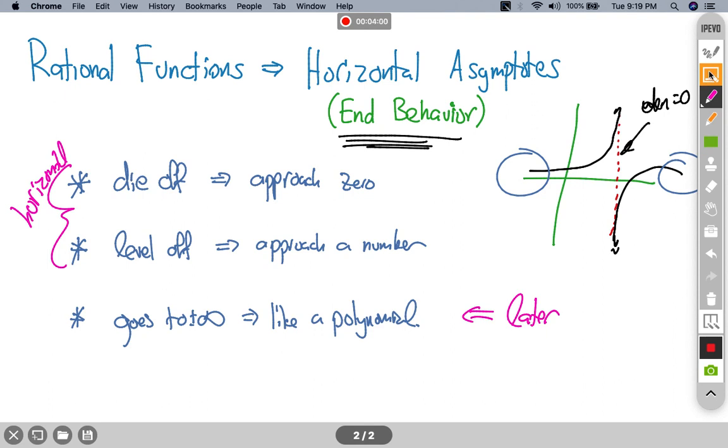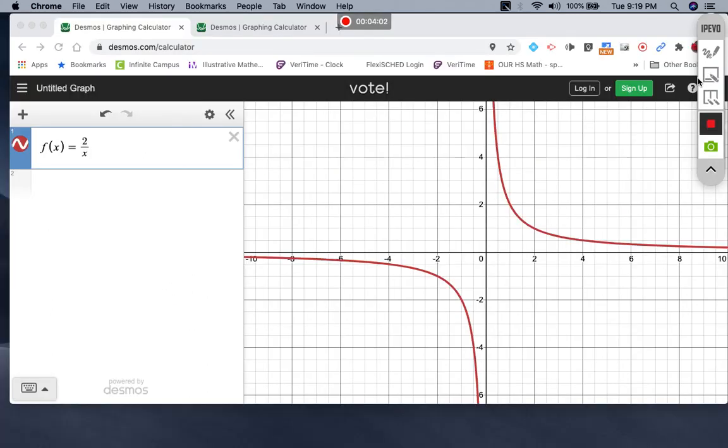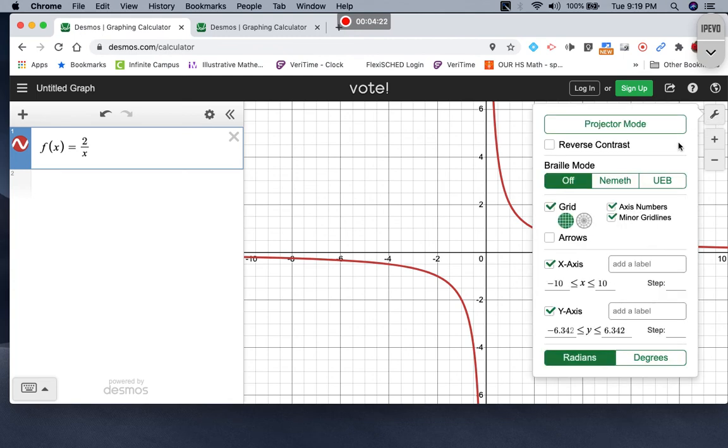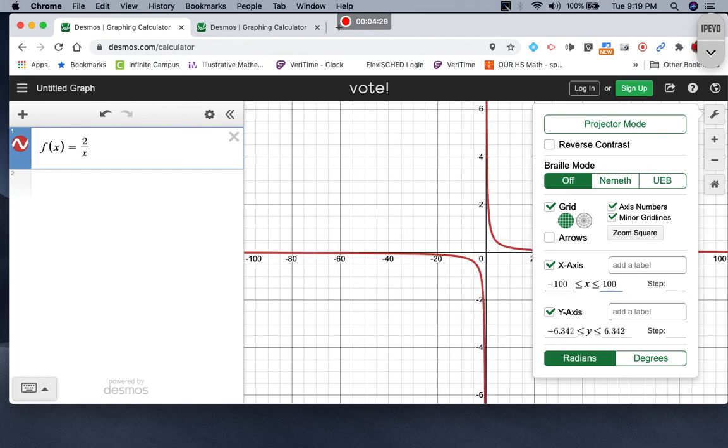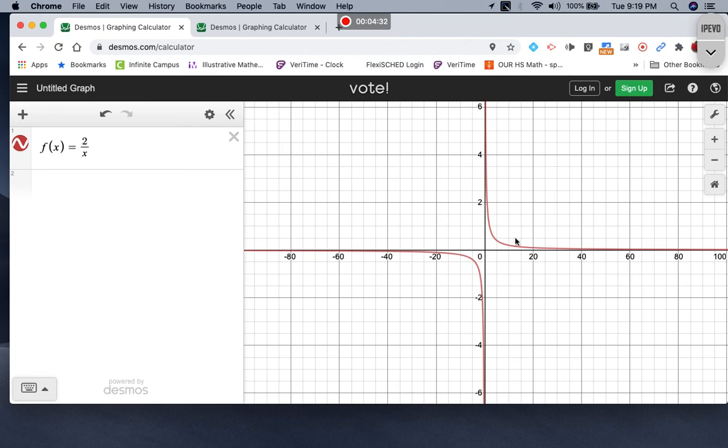So we're going to start playing around with some graphs. So let's start with this one. This is an example of it dying off. As you see, as we get bigger and bigger, if I look at my ends, they're getting closer and closer to 0. If I were to go off to negative 100 and positive 100, you see even better that this is just getting down to 0.